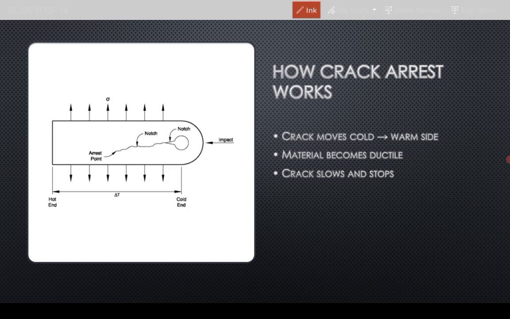So how does the crack arrest test work? The crack starts from the cold region. It starts from here where the notch is present and impact energy is applied in this direction. When the notch absorbs the impact energy, the crack propagates slowly. It starts to move towards the hot region, and at some point the temperature becomes high enough that the steel becomes ductile. The crack slows and stops. This temperature is called the crack arrest temperature.